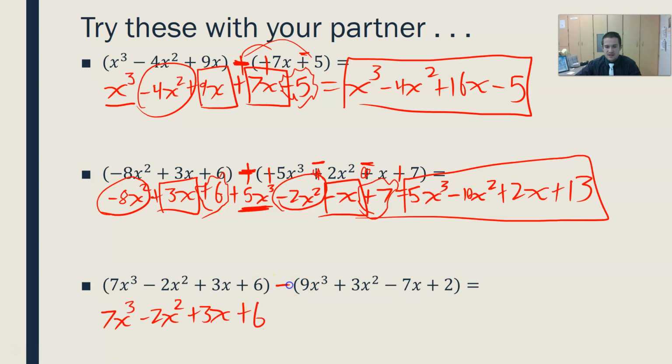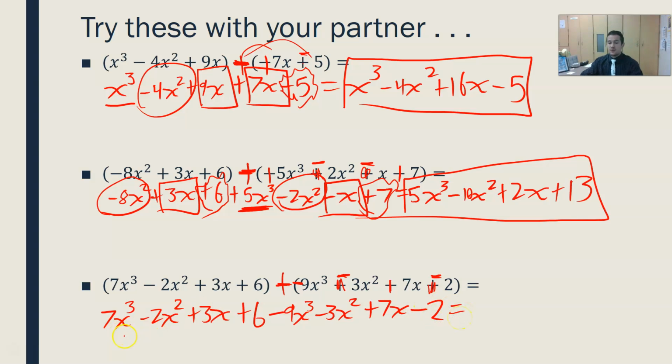In order to get rid of this negative, in order to change it to a positive, if I'm subtracting this whole thing here, each of these signs are going to change. So each of those signs are going to flip. So this turns into minus 9x cubed minus 3x squared plus 7x minus 2.